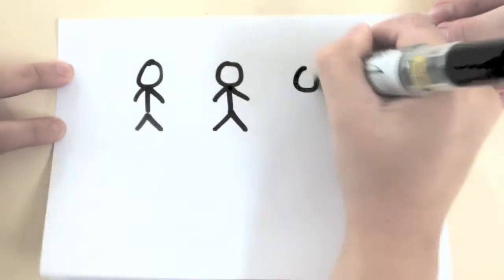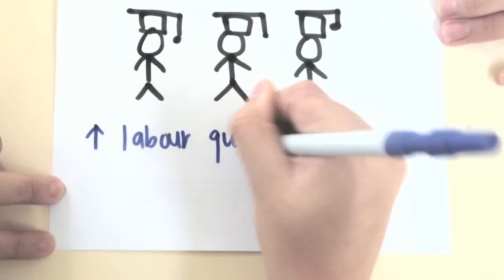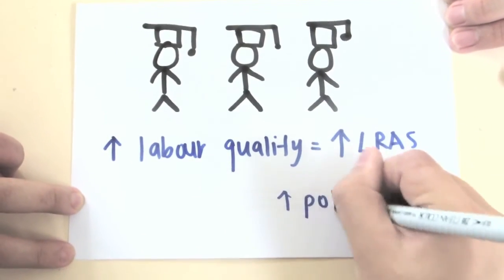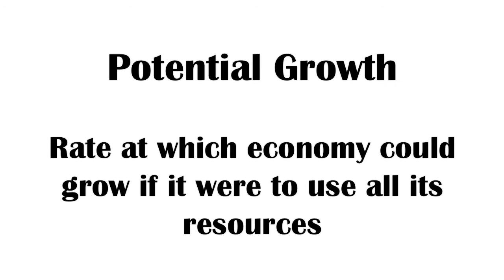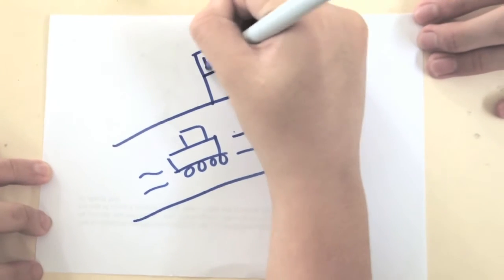One way for China to achieve a more sustainable growth is to improve the quality of its labor through education or training. This increases the long-run aggregate supply and potential growth of the country. Potential growth. It is the rate at which an economy could grow if it were to use all of its resources. Therefore, we conclude that this is a more consistent and reliable approach going into the future.